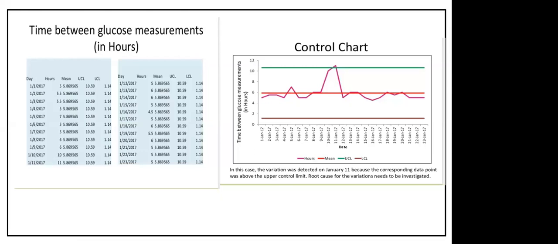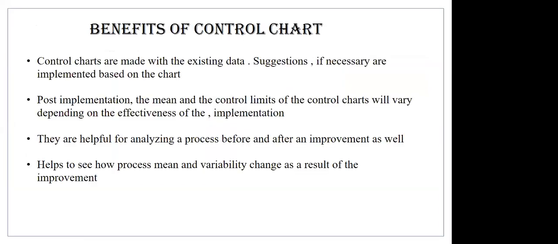Then moving to the benefits of control charts. Control charts are made with existing data. Suggestions, if necessary, are implemented based on the chart. Post implementation, the mean and the control limits of the control chart will vary depending on the effectiveness of the implementation. They are helpful for analyzing a process before and after an improvement as well. They help to see how the process mean and variability change as a result of the improvement.